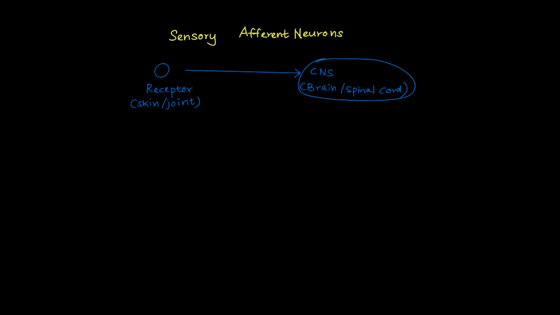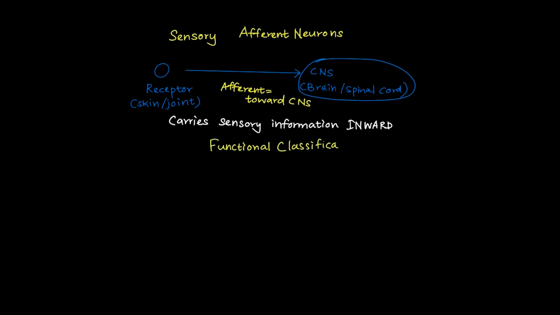Neurons that carry sensory information from receptors in the skin and joints toward the brain and spinal cord are called sensory afferent neurons. The word afferent means toward the centre, so afferent neurons bring information into the CNS for processing. Motor efferent neurons go the other direction. They carry impulses away from the CNS out to muscles and glands.